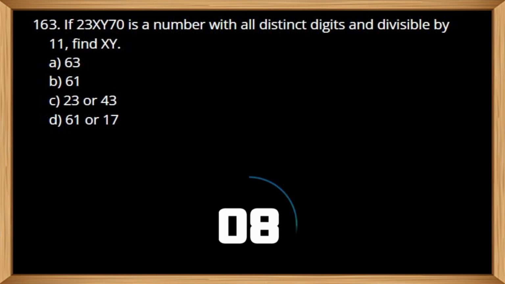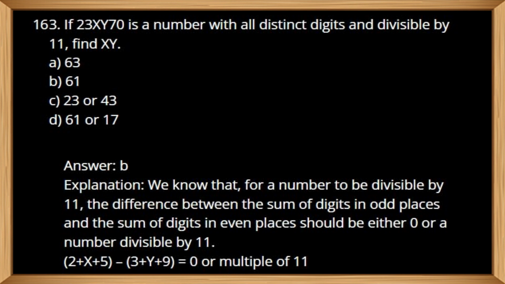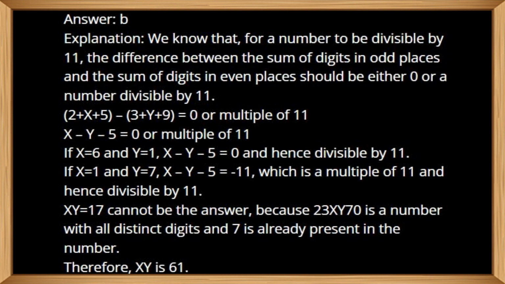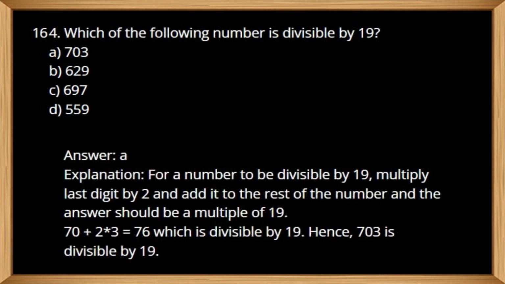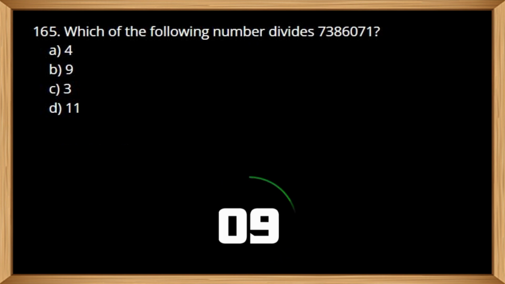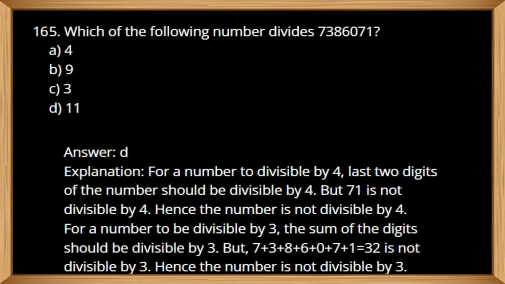If 23xy70 is a number with all distinct digits and divisible by 11, find xy. Option B 61. Which of the following numbers is divisible by 19? Option A 703. Which of the following numbers divides 7386071? Option D 11.